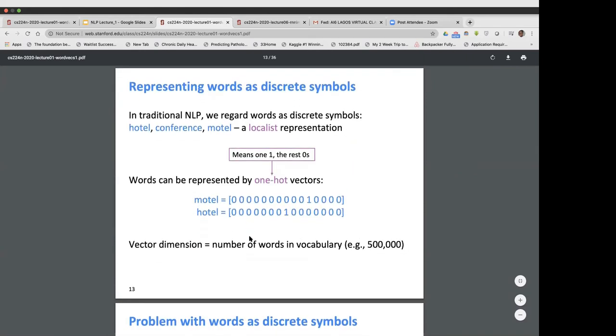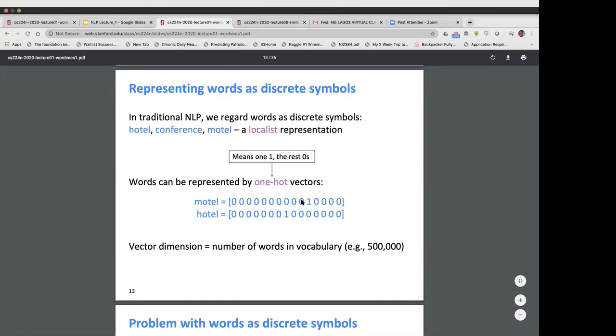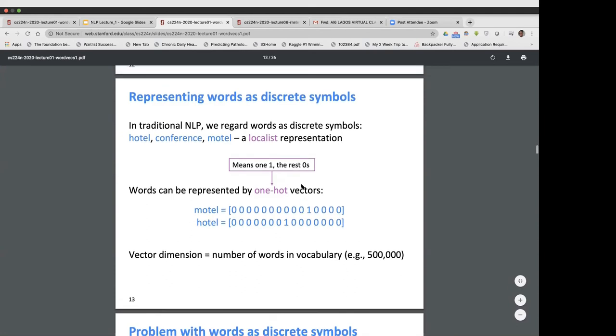So for now we're dealing with text. We're talking about text data. Do we understand? Have I lost anyone? Okay. I assume that I haven't. Okay. So how do you represent words?